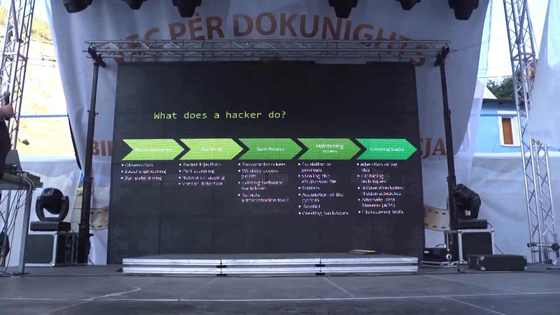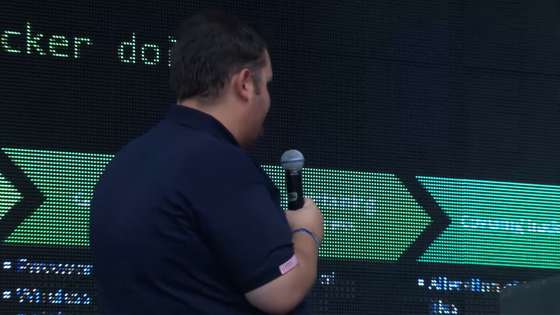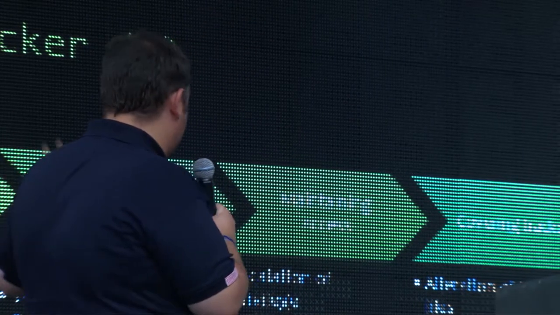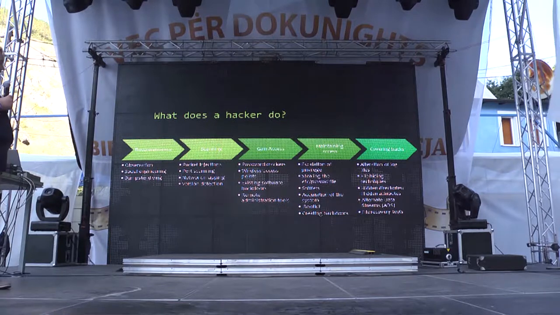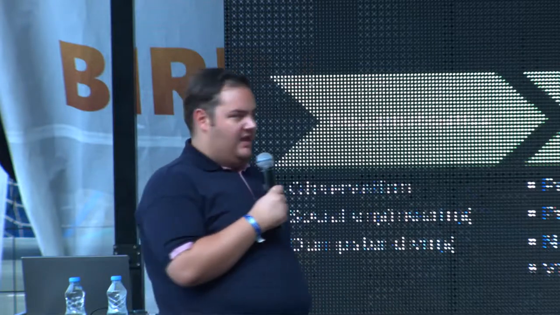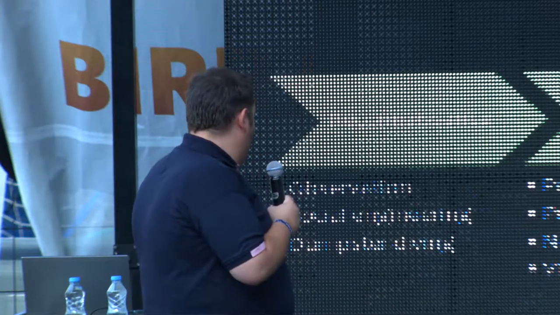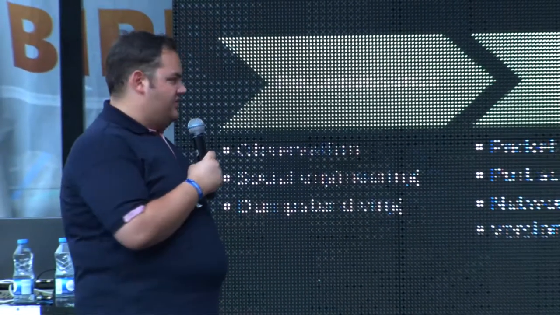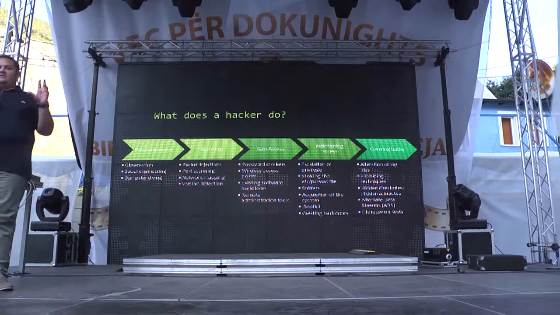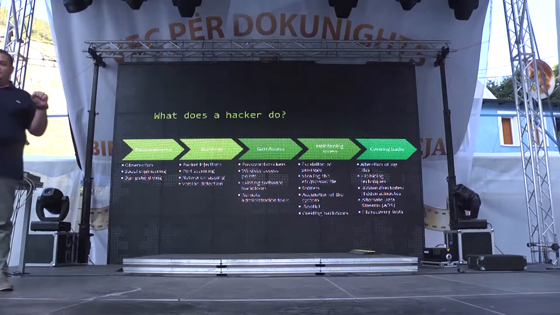So what is common about all of these hackers is this five-step algorithm they use in order to gain and maintain access to a network. The first step is, I don't really know if you can read it, but I'm going to just go through it anyway. So the first step is reconnaissance or observation. What every hacker does is observe the victim or the target.